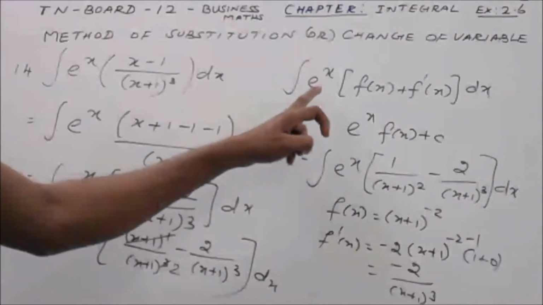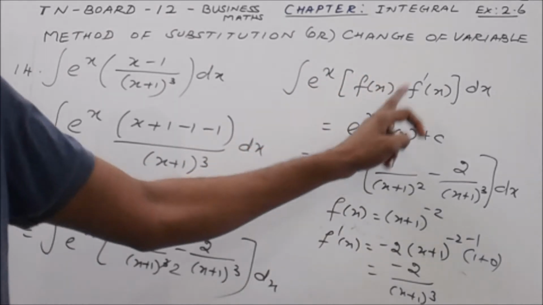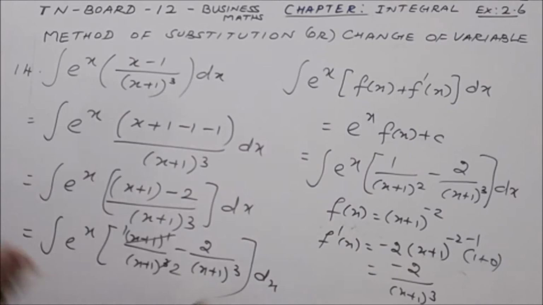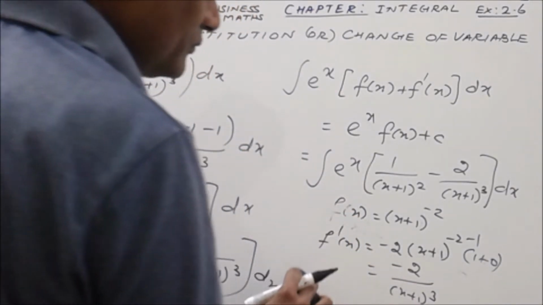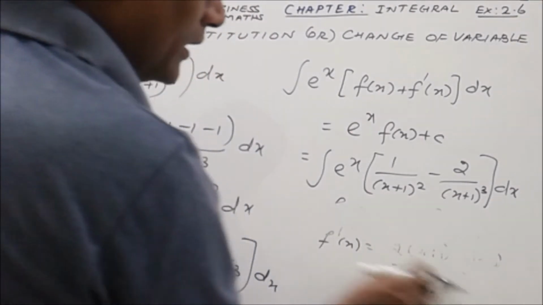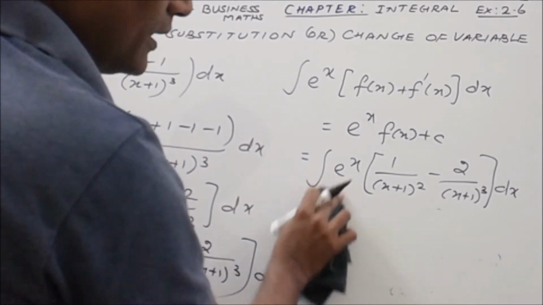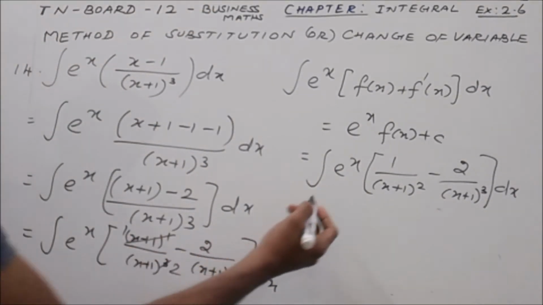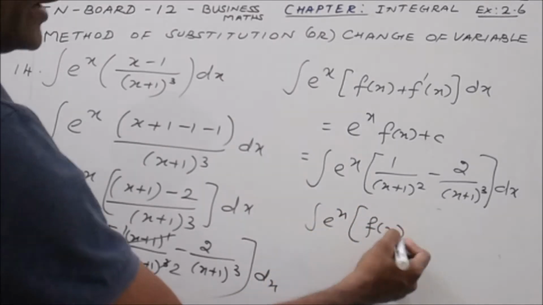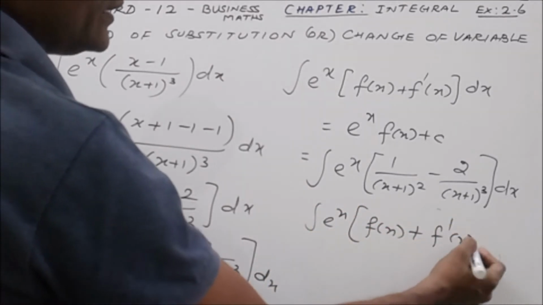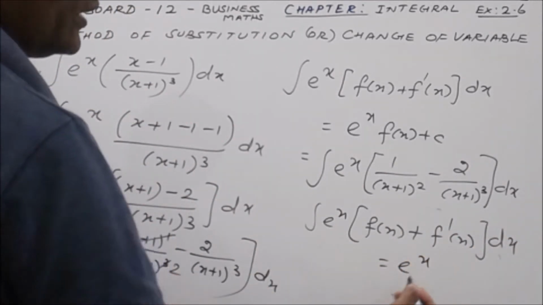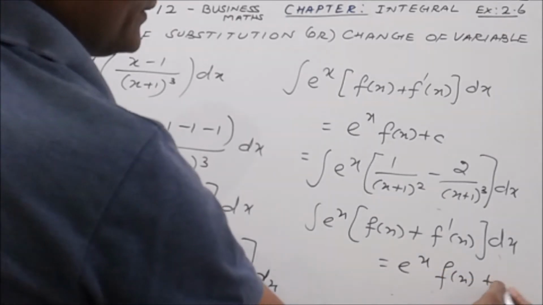So we can go with the above formula: integral e power x into f of x plus f dash of x dx is equal to e power x into f of x plus c. Therefore, this is in the form of integral e power x (f of x plus f dash of x) dx, which is equal to e power x into f of x plus c. When you write the answer you need not write these steps, you can go directly to the answer after this step.